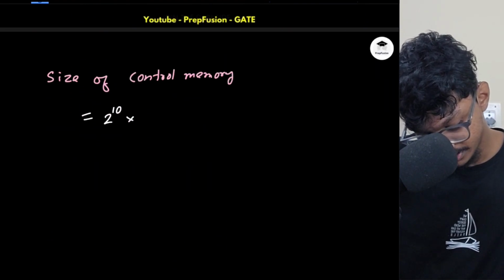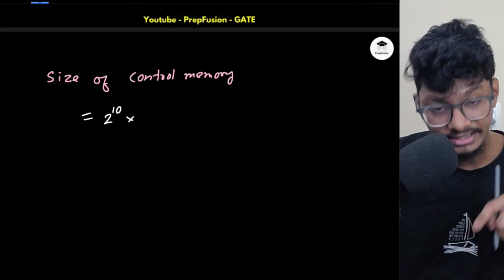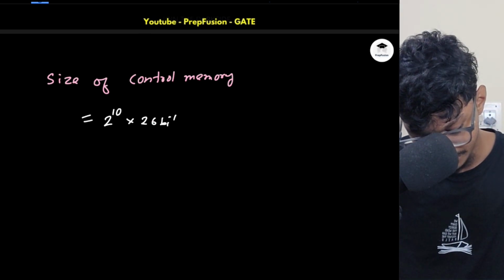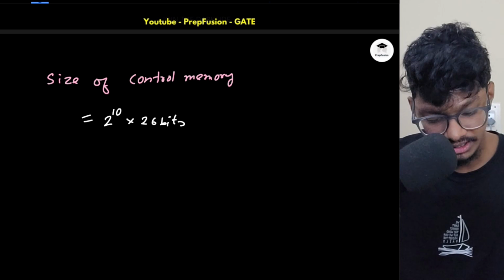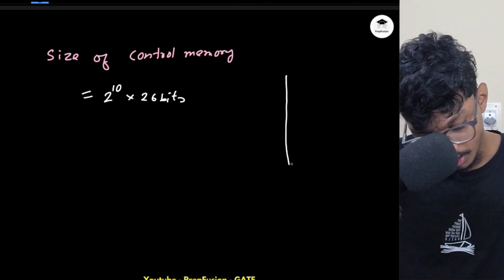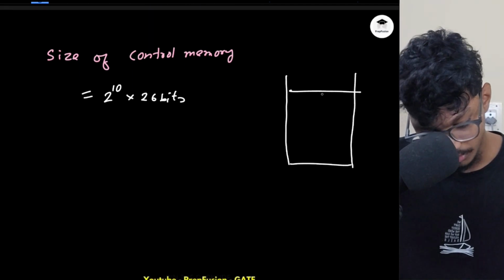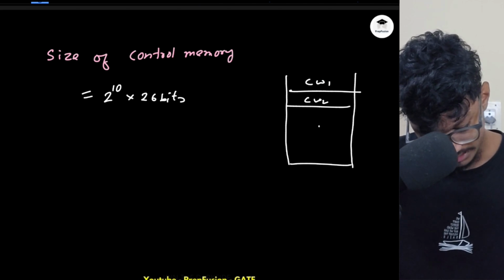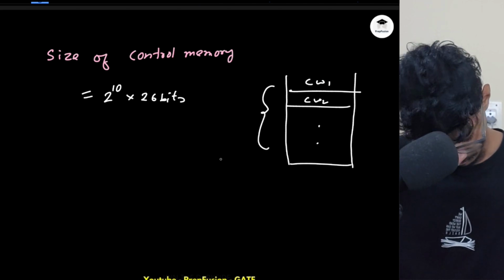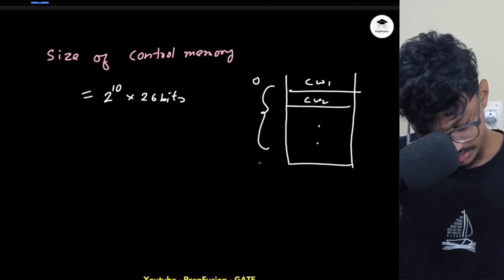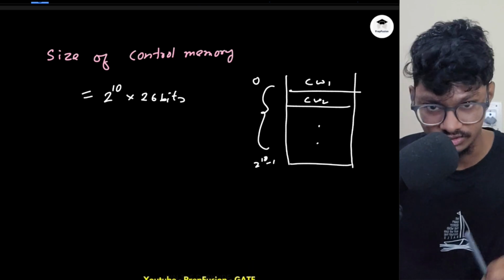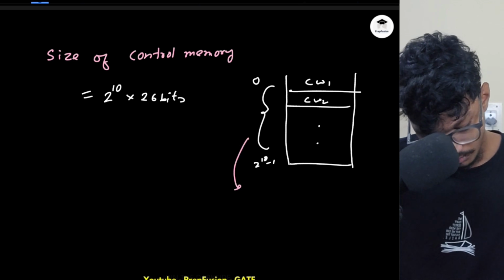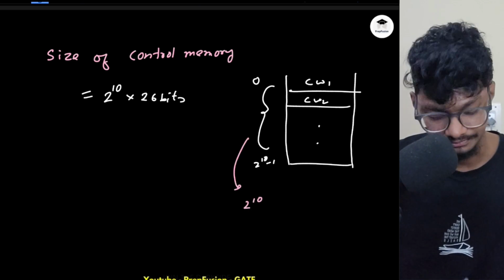What is the width of each control word? It is 26 bits. But what are they actually asking? They are asking me what is the total size of the control memory in words. So control memory has control word 1, control word 2, like this. From 0 to 2 raised to power 10 minus 1, because this many address bits I have, right? Total it has 2 raised to power 10.